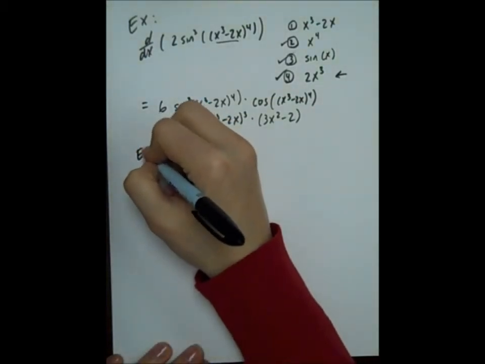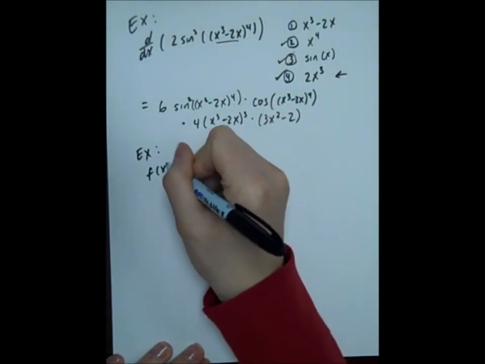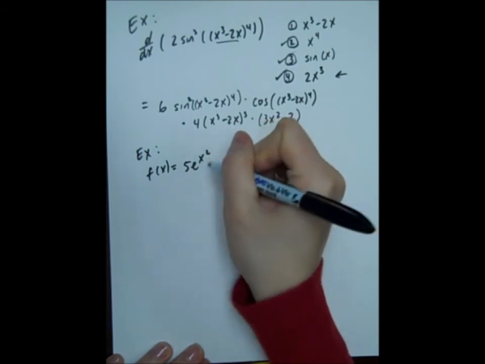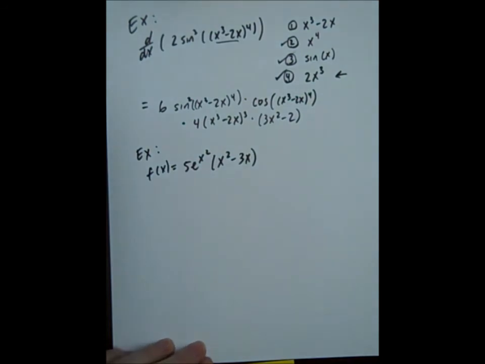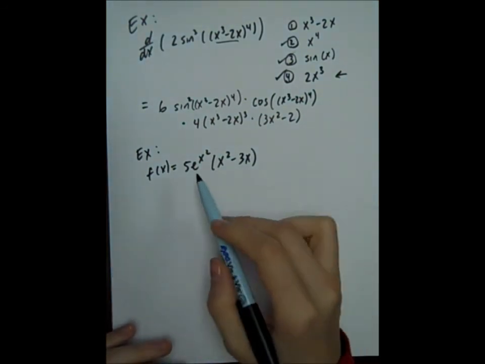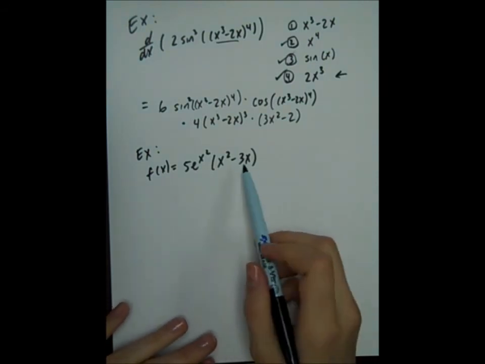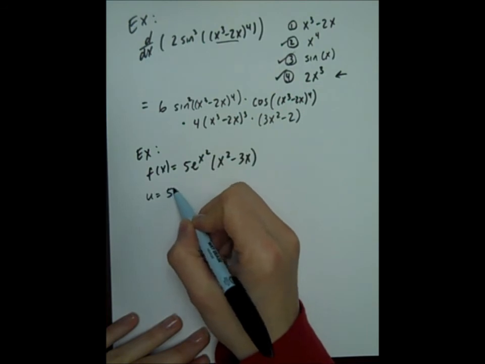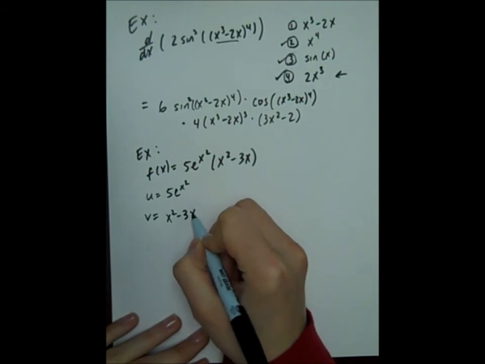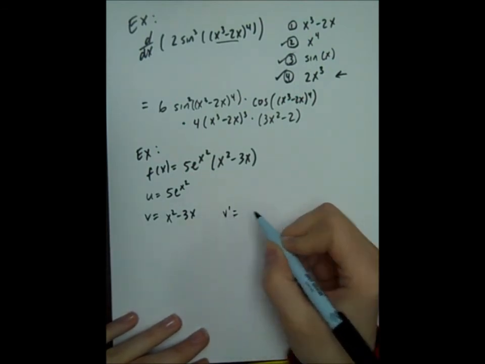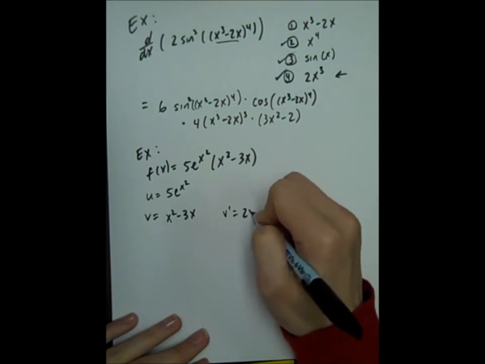Let's do one more, or maybe a couple more here. Let's say that f of x is 5e to the x squared times x squared minus 3x. And I want to find this derivative. So remember, as soon as you see the word times, you're going to think product rule. So I break it up into a u and a v. Let's find v prime first. So v prime is the derivative of x squared minus 3x, so 2x minus 3.